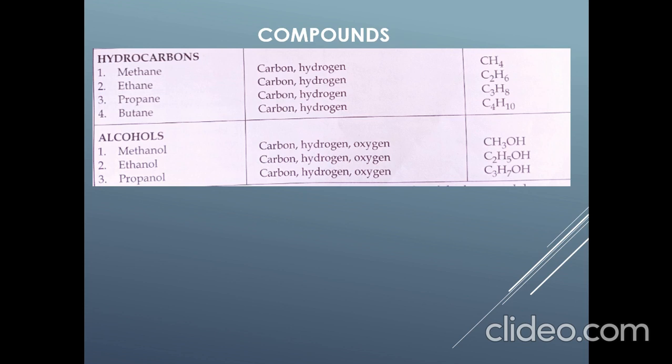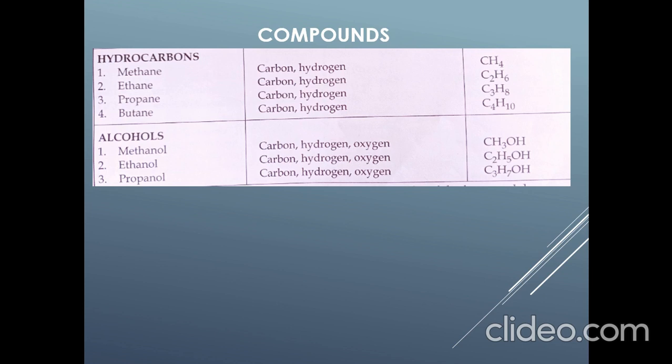So in hydrocarbons we have studied methane, ethane, propane and butane. If 1 carbon is there, we use the prefix meth. If 2 carbon, eth. If 3 carbon, prop. And if 4 carbon, but. So it becomes methane, ethane, propane and butane.